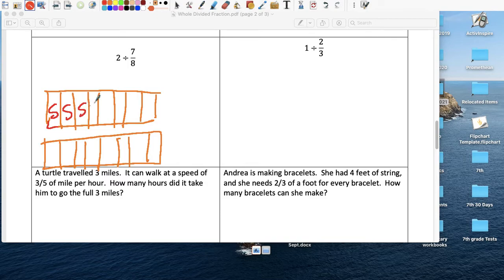Steven gets 7 pieces. Okay? And then I'm going to give it to Armir. 7. 1, 2, 3, 4, 5, 6, 7. And then I'm going to give it to Rachel again. Rachel is a problem.